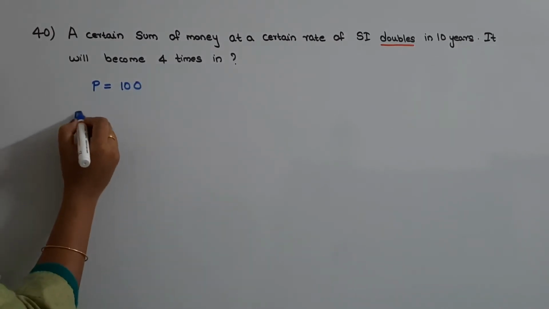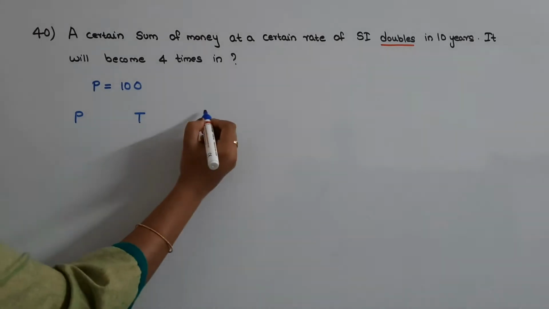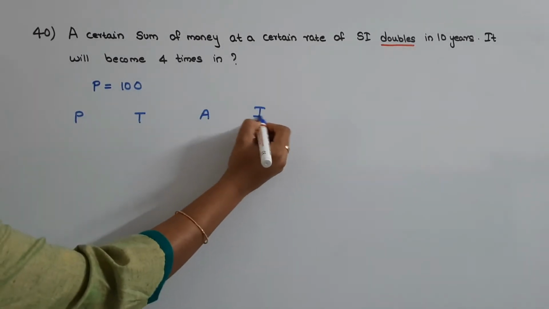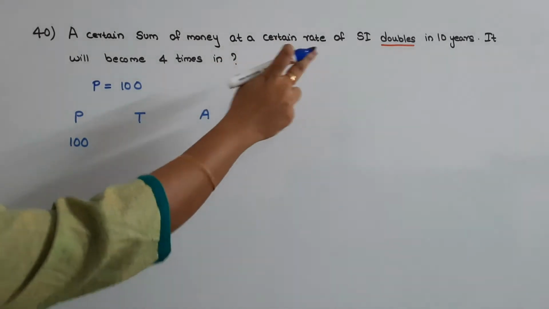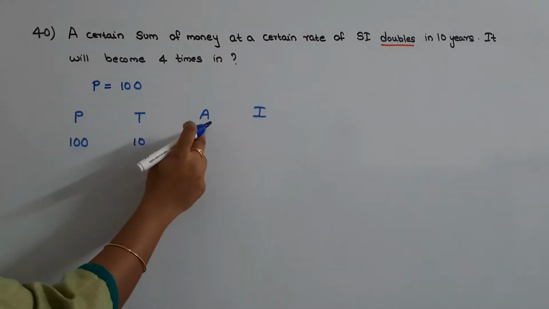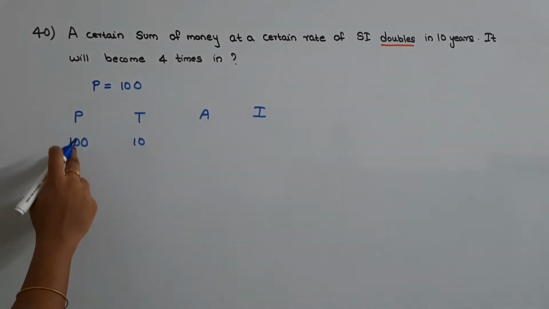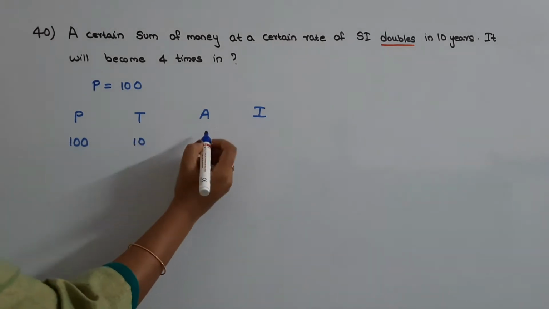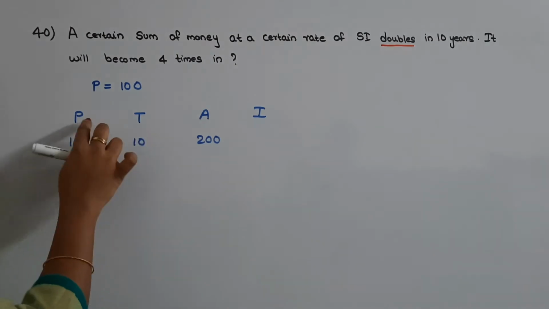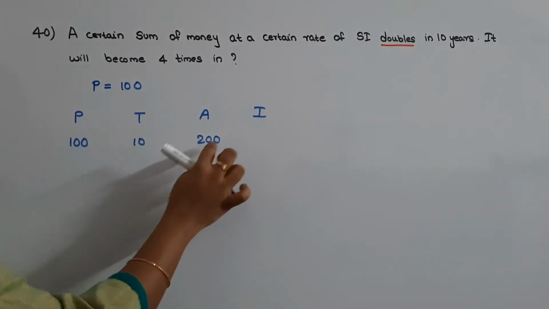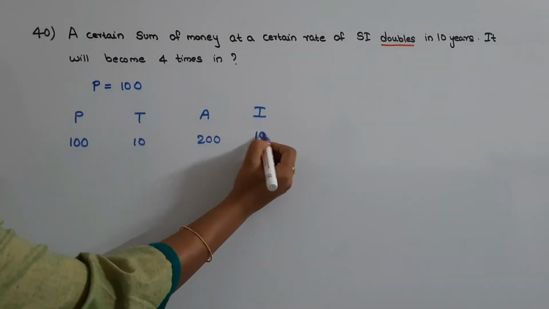Now write principal, time period, amount and interest. Principal we assumed it as 100. So in 10 years amount is double that of the principal. That is amount will be equal to 200. Then if amount is 200, principal is 100, what is the interest? 200 minus 100, that is 100.